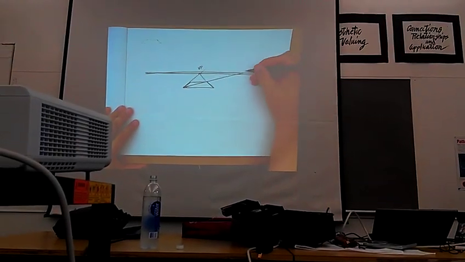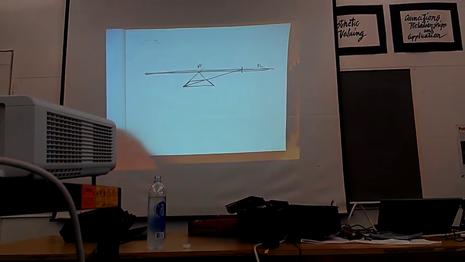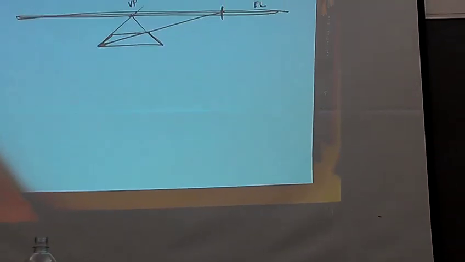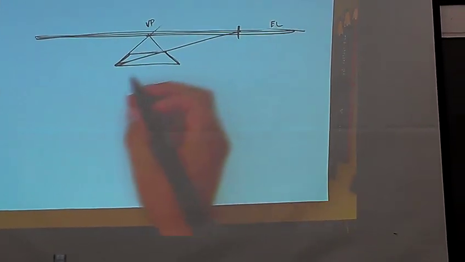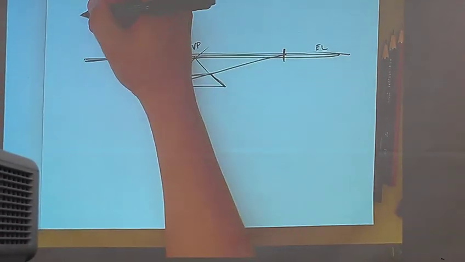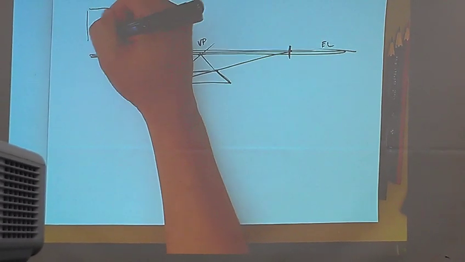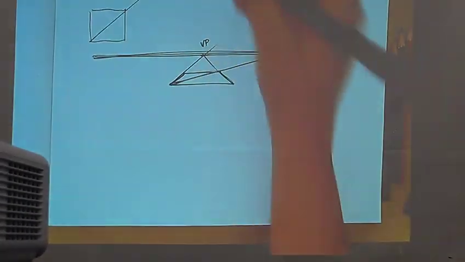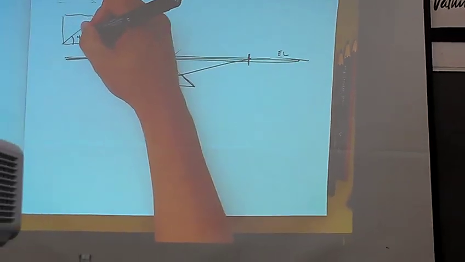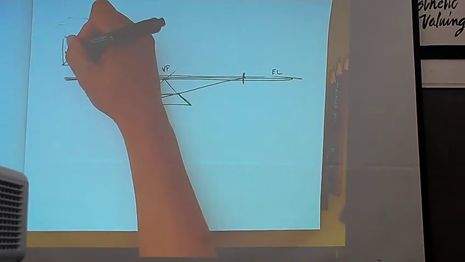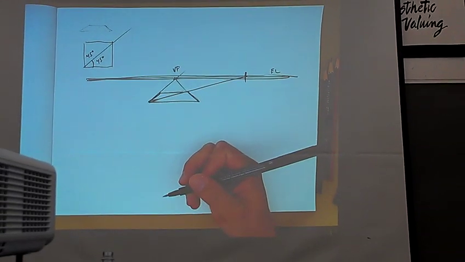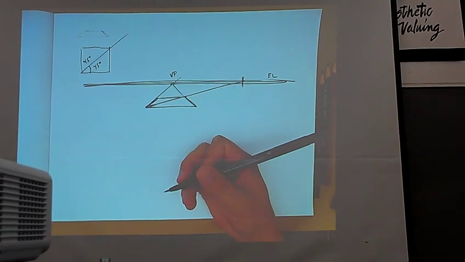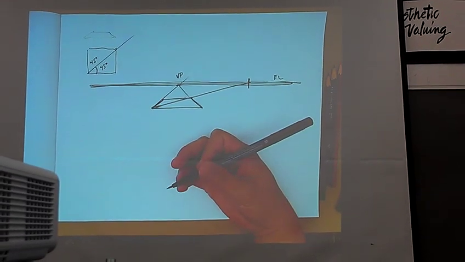Let's operate with the idea that this is a square. If it is a square, and I draw corner to corner like that, okay, what do I know? I know that these angles both have to be 45 degrees, because it's a square. Alright?